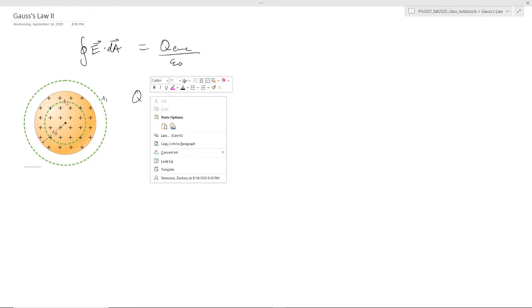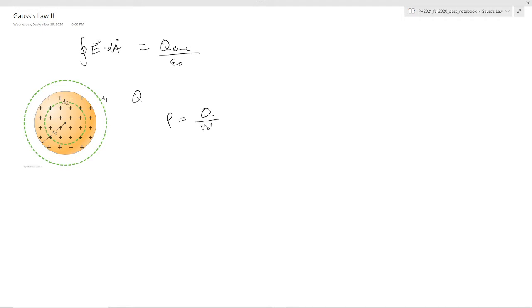Given that, and this thing has a radius R naught, and so as a result, we can define a charge density, which is the charge per volume, which would be, in this case, Q per the volume of this object, 4/3 pi R naught cubed. That's the radius of it.